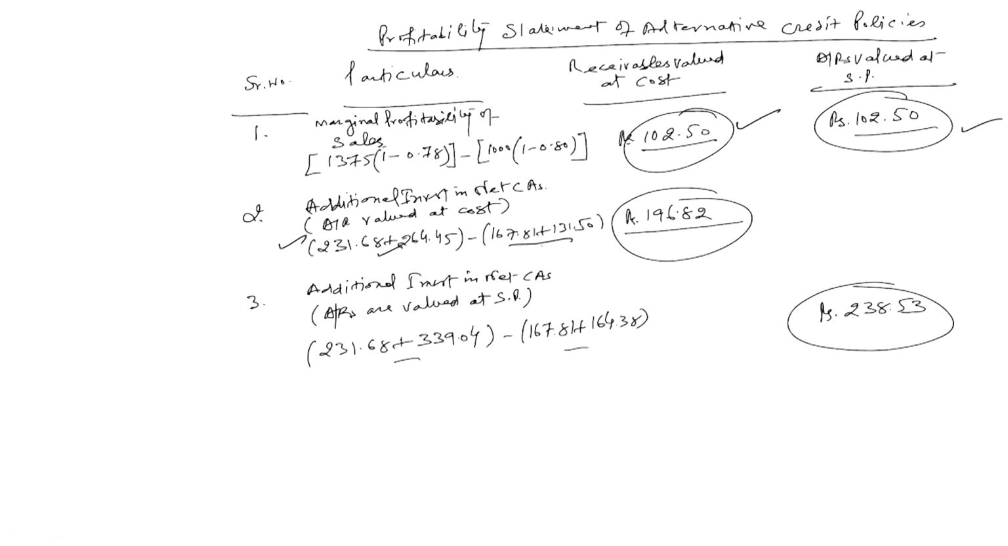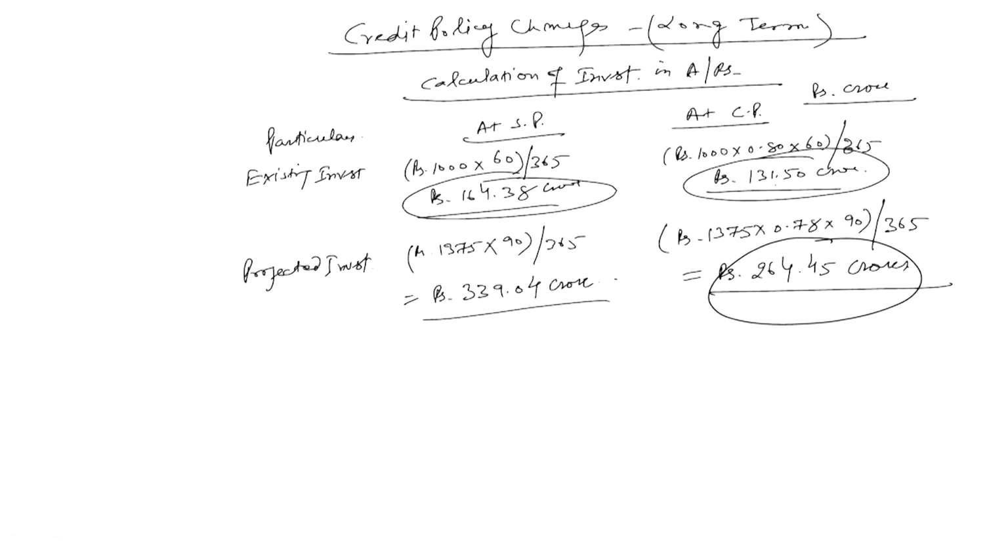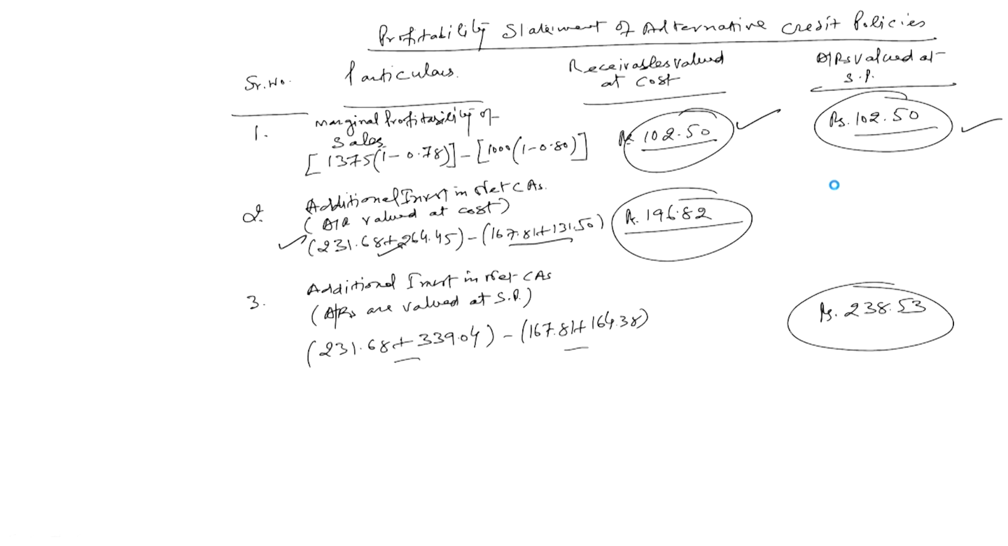that is 167.81, in the current assets other than receivables, and the receivables investment we have already calculated, that is 131.50 crore. So both the investments make the total investment, that is 167.81 plus 131.5. It means the total new investment required in case of the relaxation of the policy is 231.68 plus 264.45. 231.68 is the investment in the current assets other than receivables, and 264.45 is the investment required in the receivables.